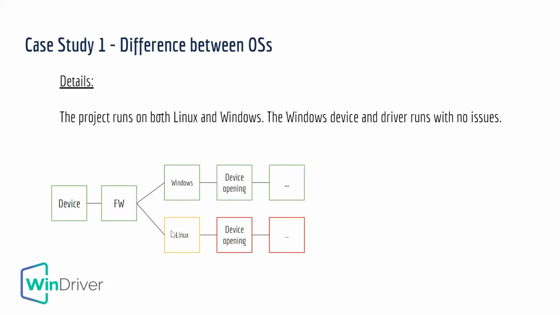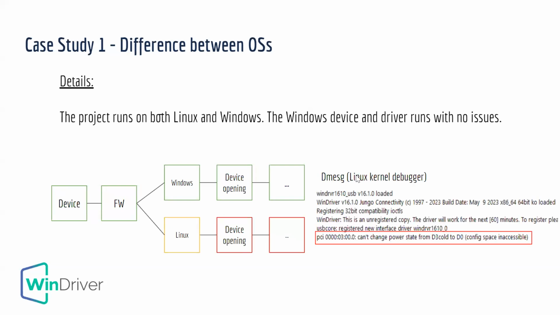On Linux, however, things are not working properly. The device is not opening, and therefore no operation can be done. We asked for the dmesg log from Linux, and we saw there, this is from the Linux kernel debugger, not from the WD debug, that the process cannot change power state from D3cold to D0, config space inaccessible. So it raised a red flag, but it is not self-explanatory.